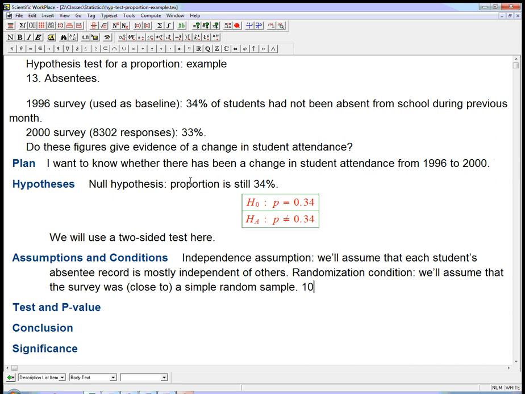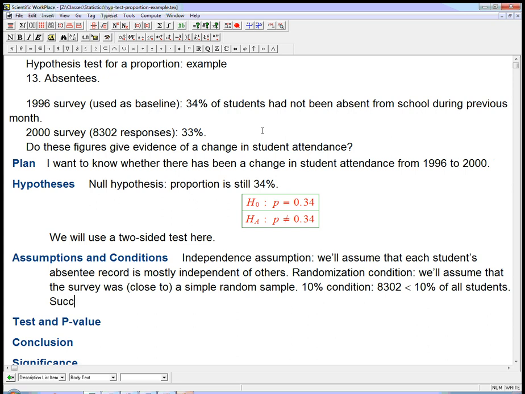Okay, the 10% condition. We need to know what the population is. Well, this is a national survey, and so 8302 responses is nowhere near 10% of the total number of students in the country. So 8302 is definitely less than 10% of all students, so that's good. And then of course the success-failure condition.